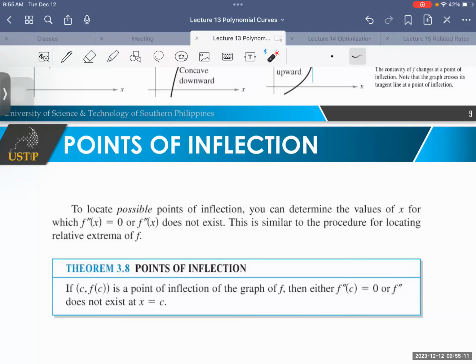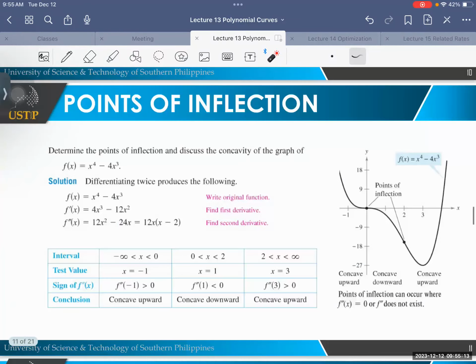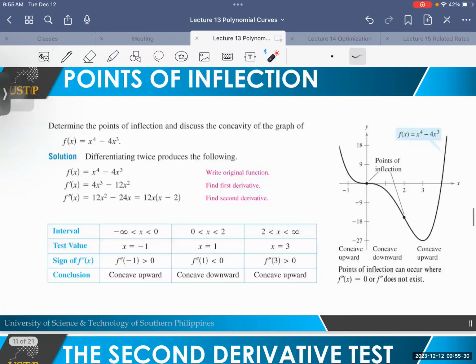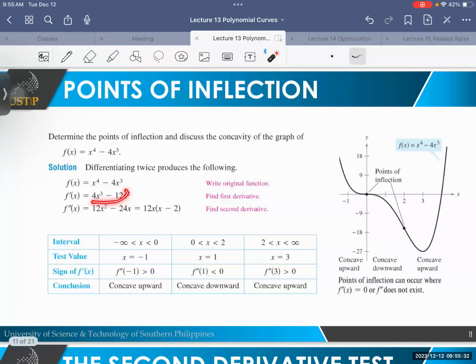Okay? So, let's have another example. Suppose we have this polynomial function, x to the fourth minus 4x cubed. So we determine the points of inflection and discuss the concavity of the graph. So, okay, we get now the first derivative. And then the second derivative.